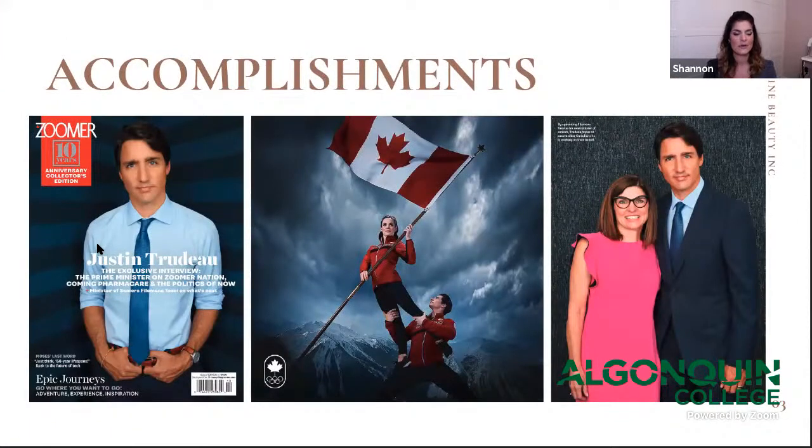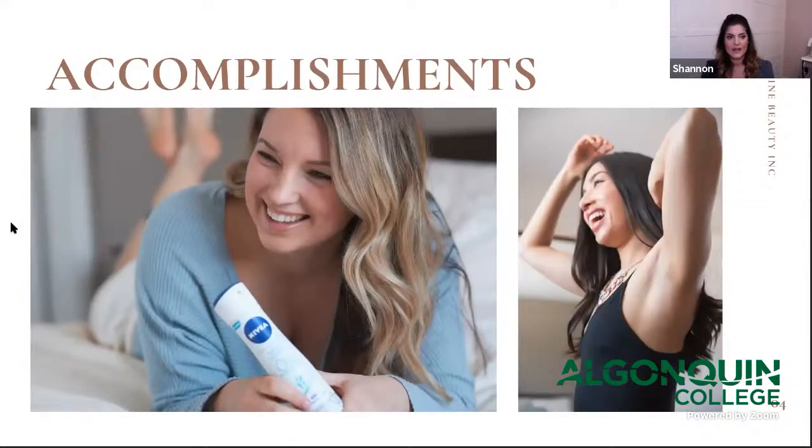There's some of the work. That was for Zoomer magazine. And that image in the center there was the official flag bearing image for Tessa and Scott when they were the flag bearers at the 2018 Winter Olympics. The next slide. And then these shots are actually new campaign work that I just did for Nivea. That's kind of ongoing, but that's pretty fun for us too. So next slide.